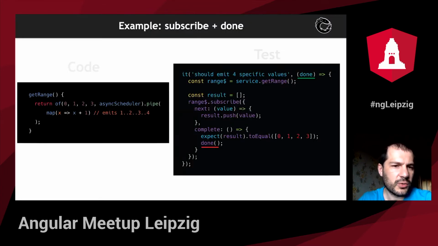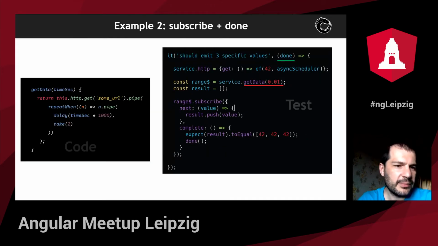So let's take a look at the code. Here we use the done param in a test in Jasmine. Pay attention, I mark it with the green line. And in that case, Jasmine holds and waits until the done callback is called. So we call our function getRange and subscribe to the returned observable. In the next handler function, we just add each emitted value to a result array. Yes, very easy. And in the complete handler, we check the final set of values and call the Jasmine done callback afterwards. Success.